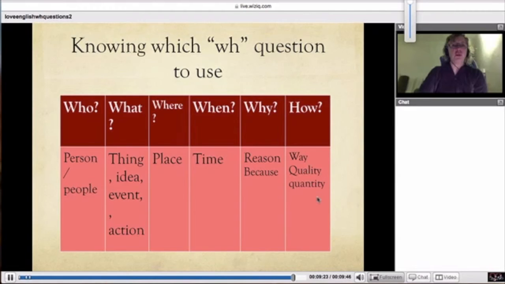And let's remember as well that all the WH questions are used for gathering information. Okay? You can never give a yes or no answer to a WH question.